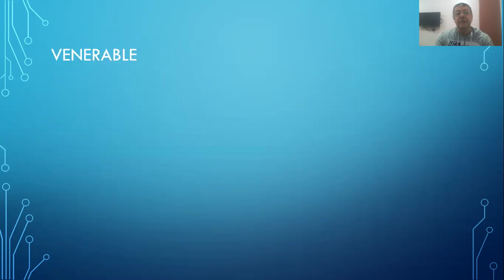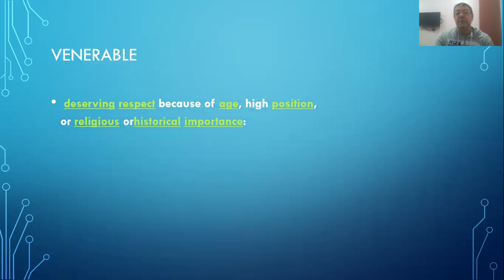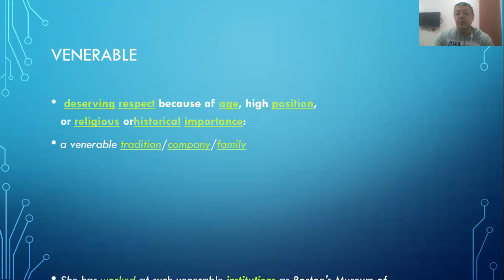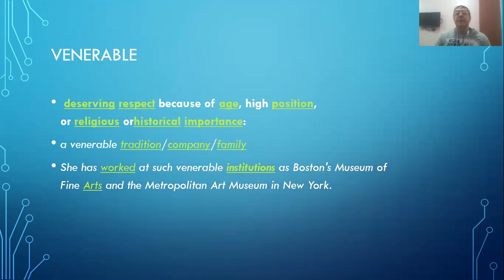Moving on, venerable. Venerable is an adjective and it means deserving respect because of age, high position, religious or historical importance. Example, a venerable tradition, a venerable company or family. Another example, she has worked at such venerable institutions as Boston's Museum of Fine Arts and the Metropolitan Art Museum in New York. So venerable institutions, that is respectable, worthy of respect.